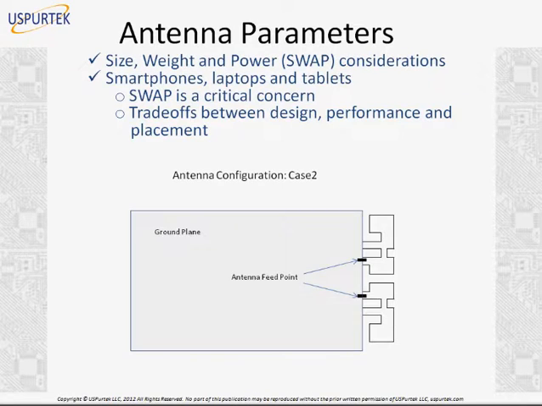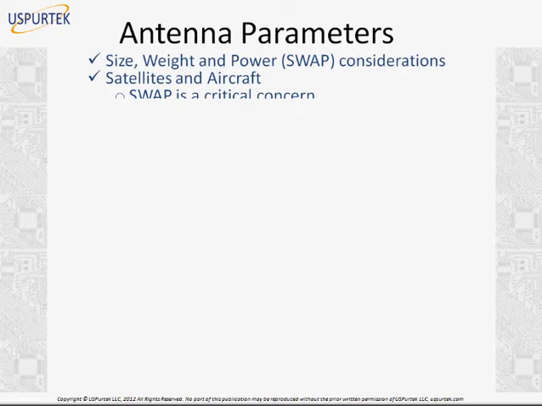The other way of doing it is to just place them side by side when you don't want two antenna feed points far apart from each other on each side, but of course it will sacrifice some performance. The gain will be maximum only in one direction, the side direction, not the other direction. So there is a trade-off there. This is one example of a trade-off between design, performance, and placement. Okay.